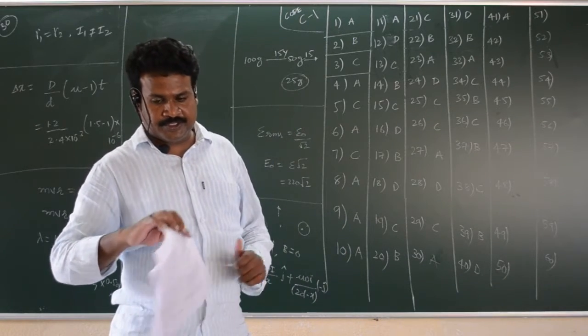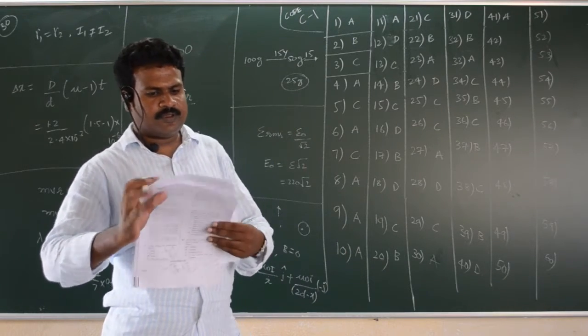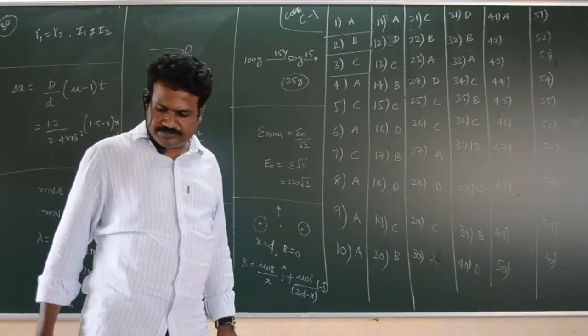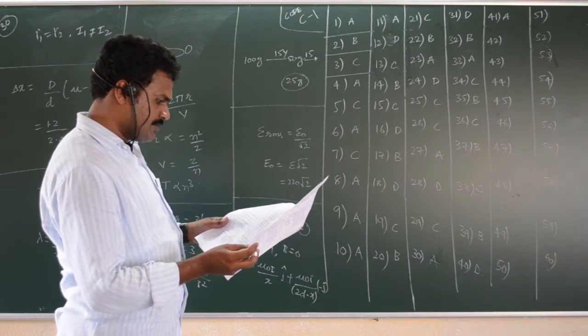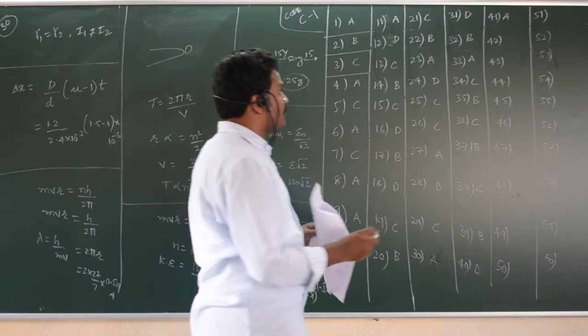Next question number 42, rain is falling vertically down. This we have not written. 42 is A, you will get A.